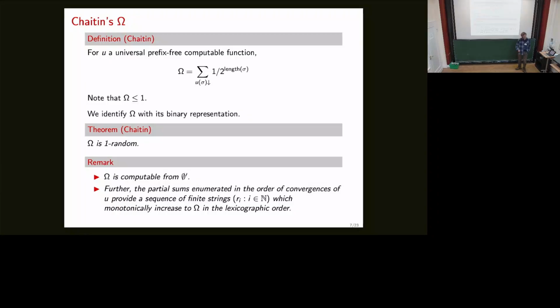No recursive thing can be one random. So here's something recursive in 0 prime. And as I said, the approximation to omega is monotonic. So what do you think the Turing degree of omega is? Can it also go the other way? Yes, you've got it. That's right. So omega is something that is equally computable with 0 prime.